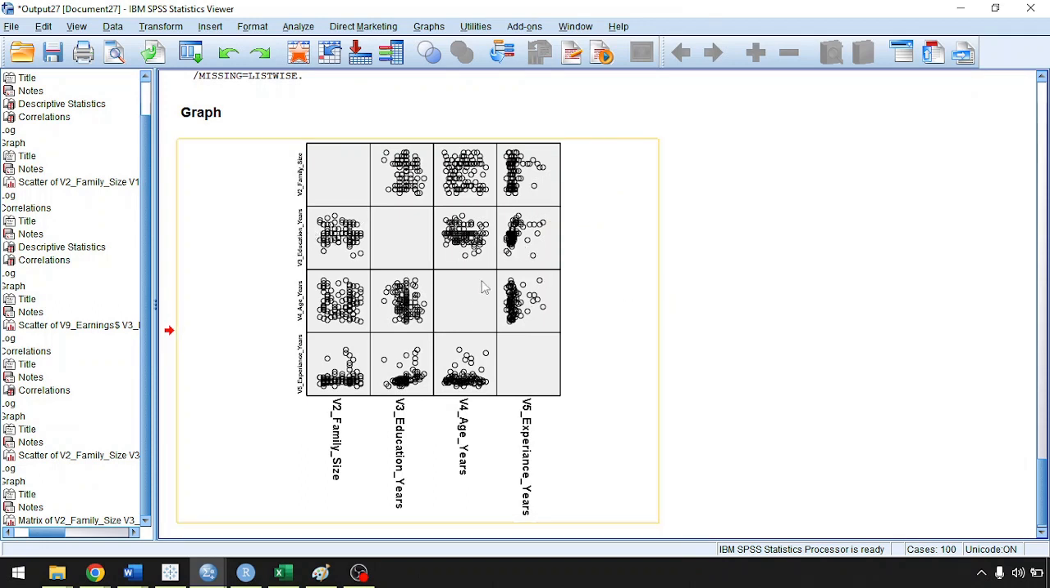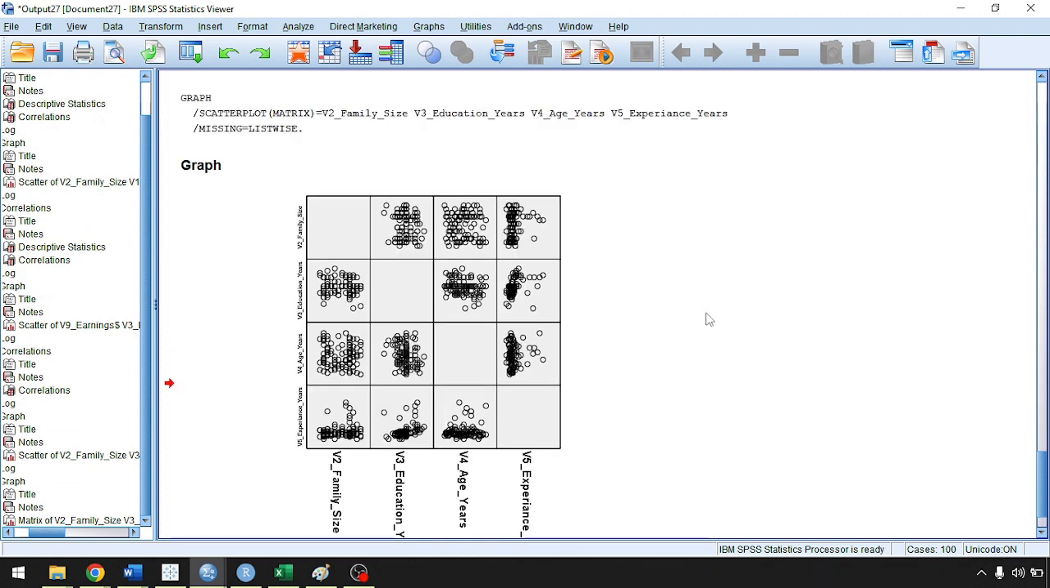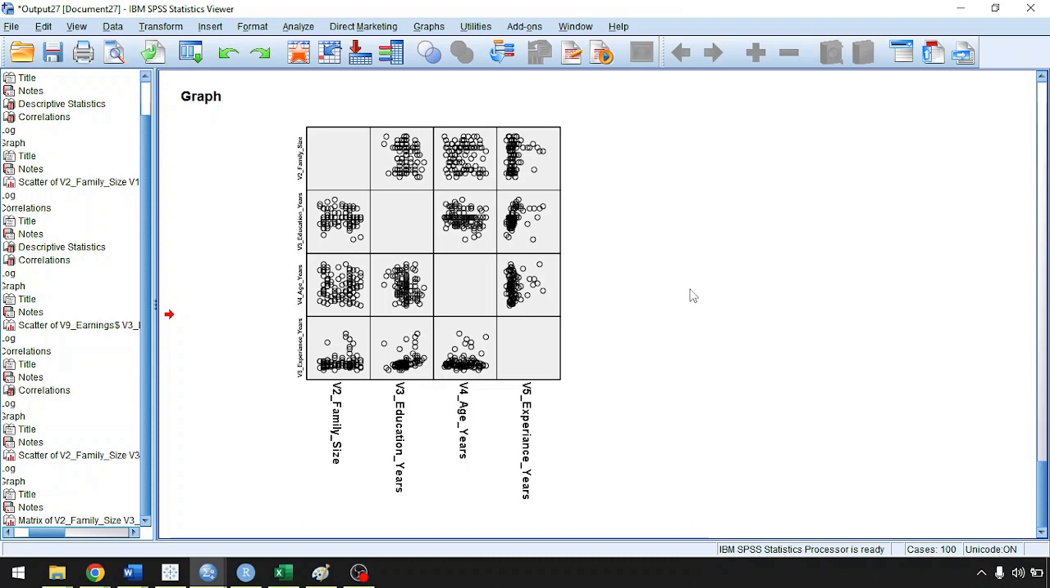So pretty much the scatter matrix allows you to visualize and look at all the variables that you would like to study for correlation at one glance, at one look. And this will be a good start, a good practice in going into studying correlation between multiple variables.